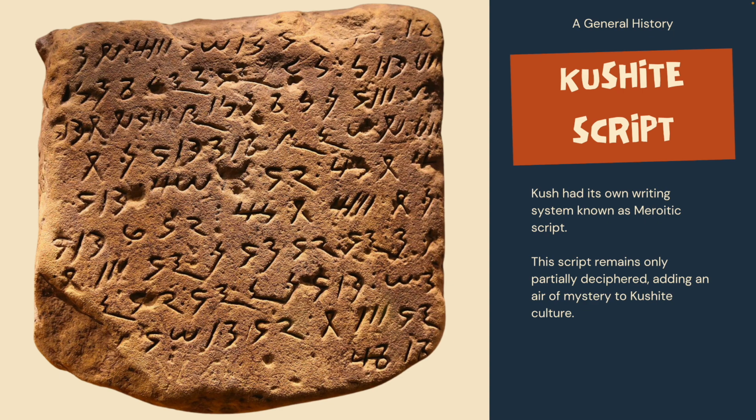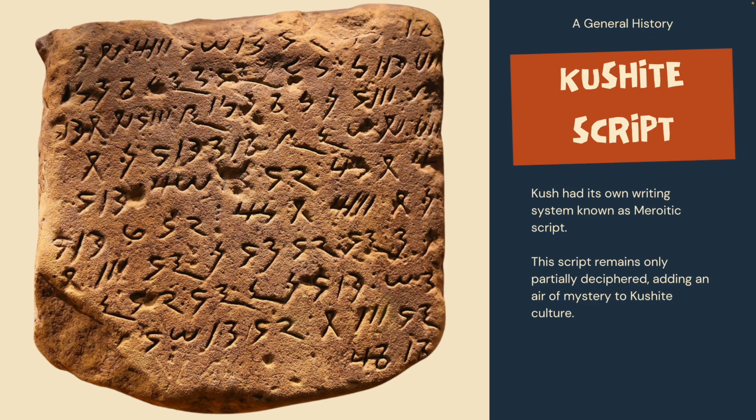So Kush had its own writing system known as the Meroitic script. This script remains only partially deciphered, adding an air of mystery to Kushite culture. So unfortunately, because they don't fully know what the symbols, the inscription means, they're not able to figure out exactly what the Kushites were recording. So it'd be interesting if at any point in time someone does figure it out. It'll be interesting to know what is being said on this slab.